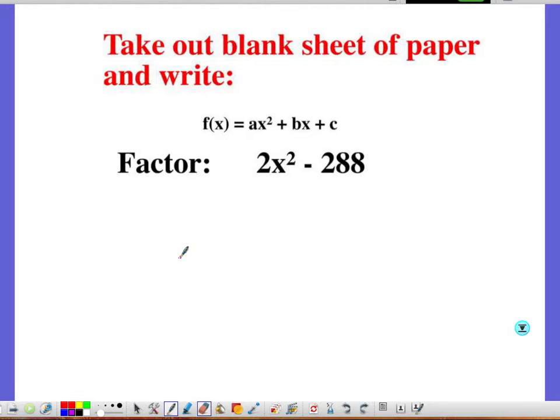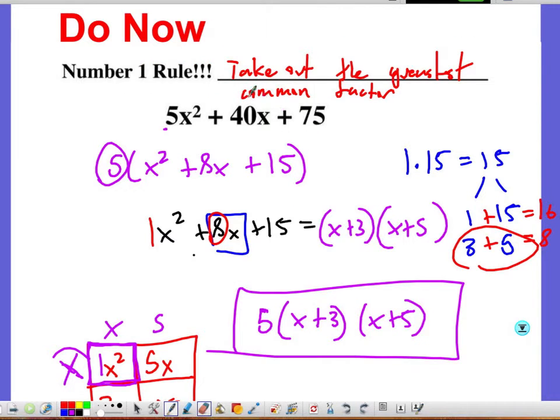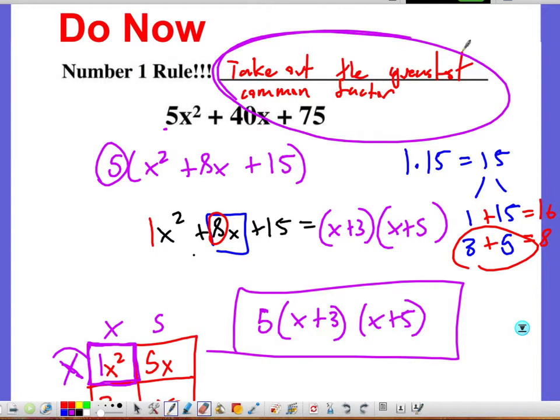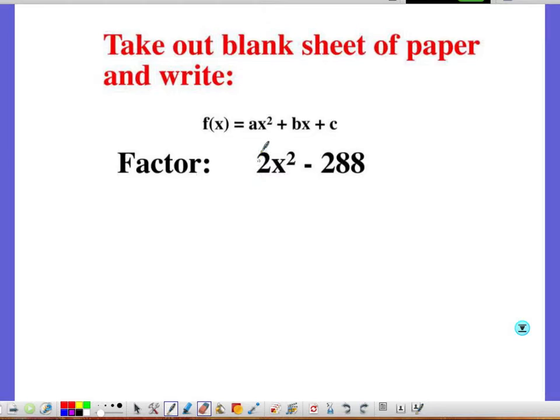So let's do one more example. Here we have something that looks a little bit different. The first thing you want to do is take out the greatest common factor. So what can I take out from both of these? Well, it looks like I can take out a 2.